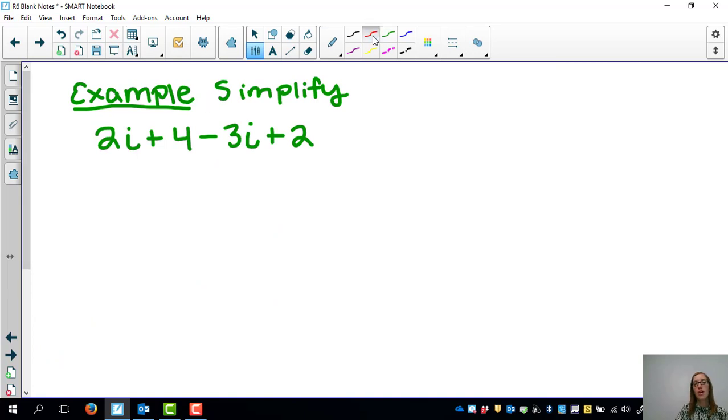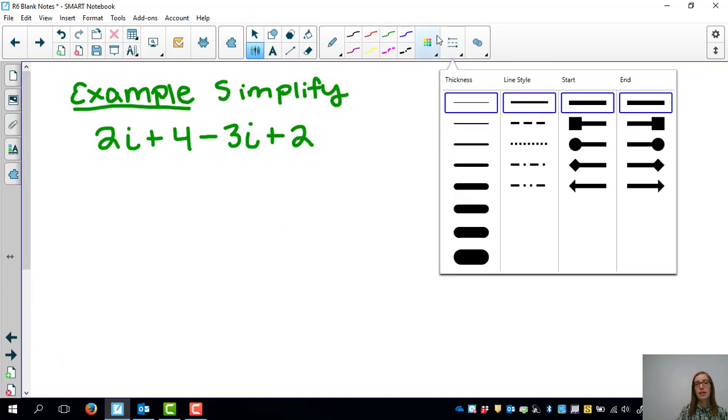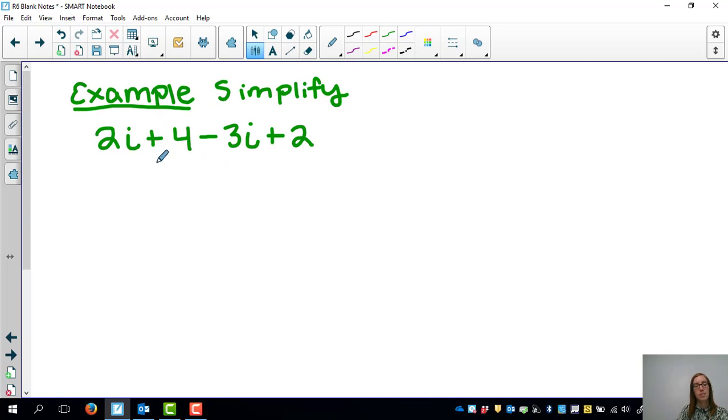Now we can also simplify expressions involving i. What we want to do is treat i as if it's a variable. Even though it's really not a variable, it represents a specific number. But because it's a square root involved there, you can only combine like roots. So we want to treat i as if it is a variable because we can only combine things with i because it's representing a square root.